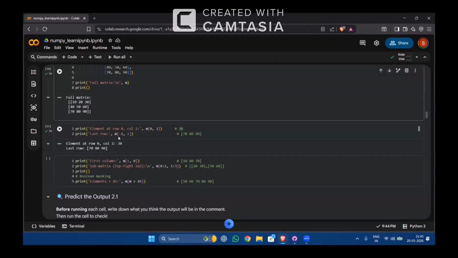And for slicing, this m of -1 comma colon. What is that? You have to get the last row, that is -1, and a simple colon means from the beginning to the end. So for the last row, you take the elements from the beginning to the end. So 70, 80, 90 is the last row.